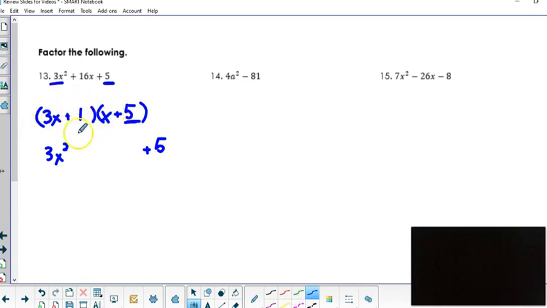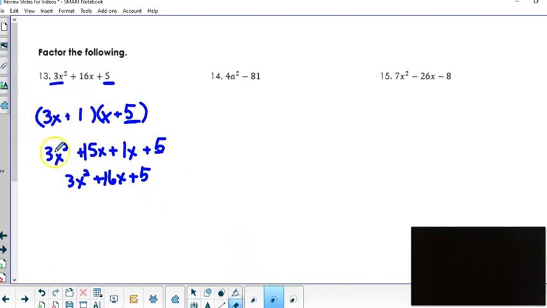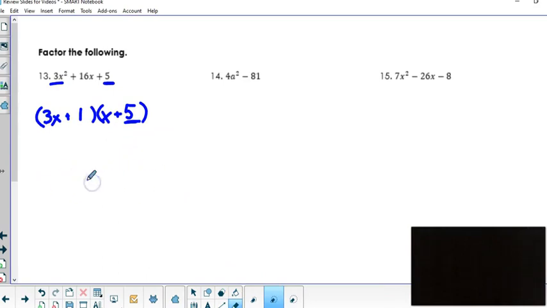When I multiply this, the first terms give me 3x squared, outer terms give me 5x, inner terms, 5 times 3 gives me 15x, and then the last terms give me 5. When I combine like terms, I get 3x squared plus 16x plus 5, which is exactly what we were trying to get. What does that mean? This factoring pattern right here is correct. I guessed, it didn't work. I guessed something different. It worked.